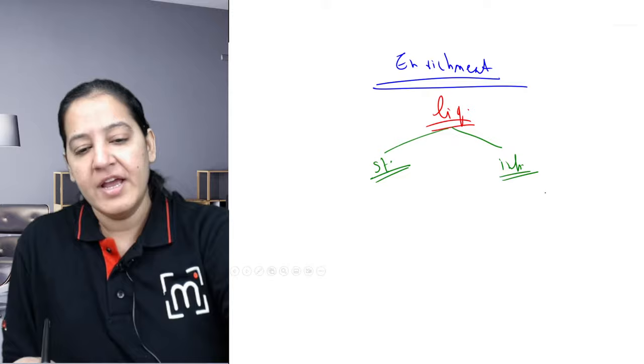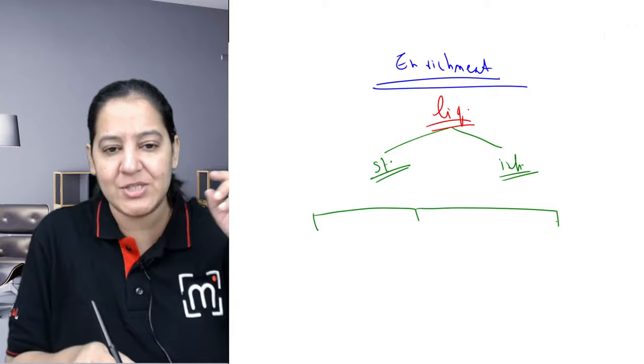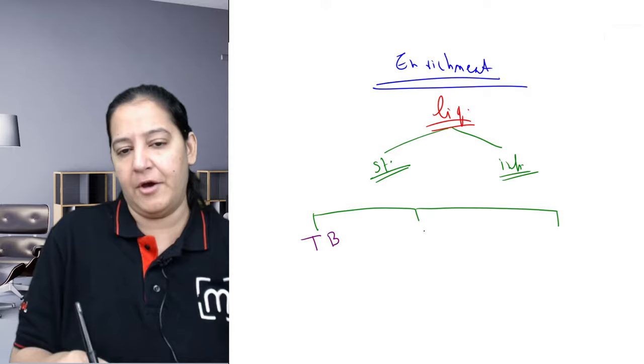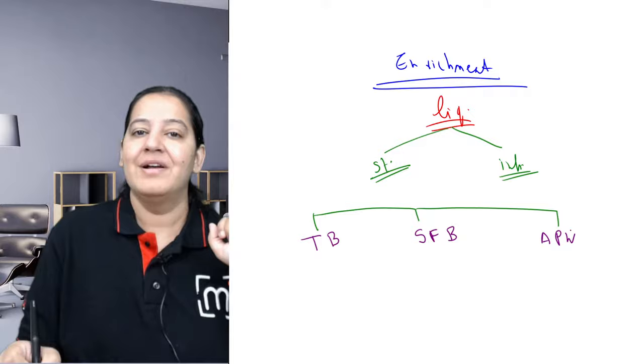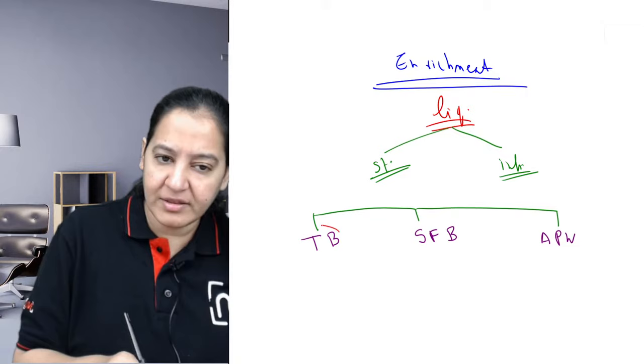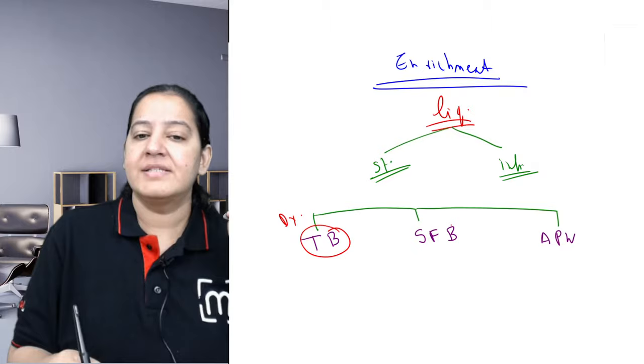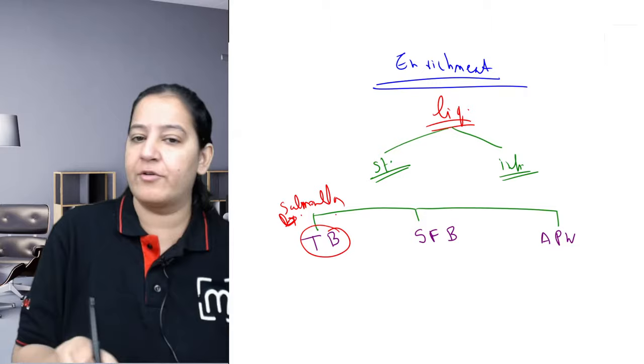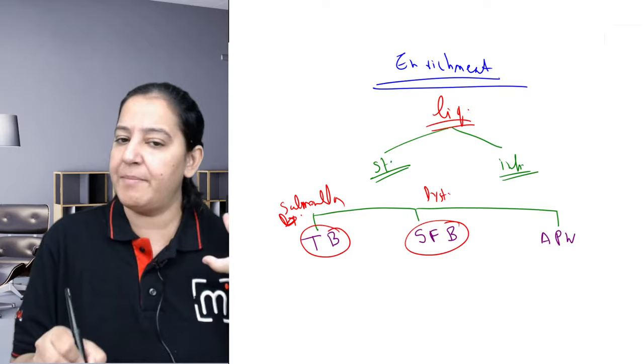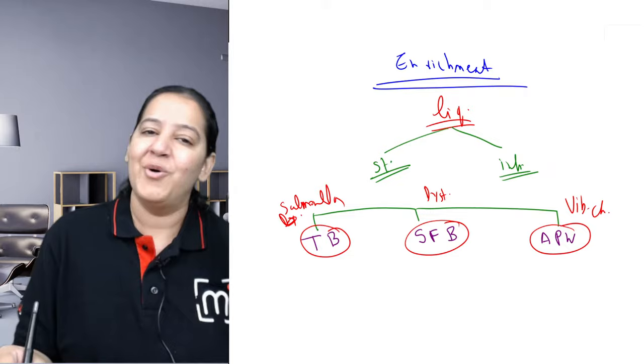Yes, very good. Can any one of you give me three examples? Please try it. The first example is tetrathionate broth, selenite F broth, and alkaline peptone water. Can you name the bacteria for which they are peculiar? Tetrathionate broth is for all dysentery bacteria, right? Sorry, it is for Salmonella. Only Salmonella will grow, others will not grow. Selenite F broth is for dysentery bacteria. Only dysentery bacteria will grow, others will not grow. And alkaline peptone water is for Vibrio cholerae. Only Vibrio cholerae will grow, others will not grow.